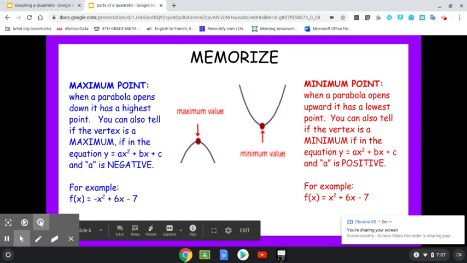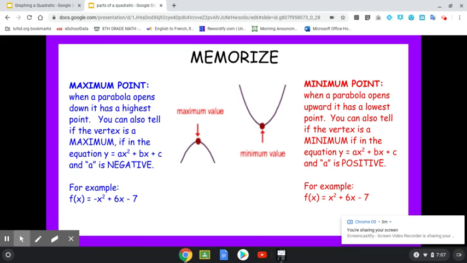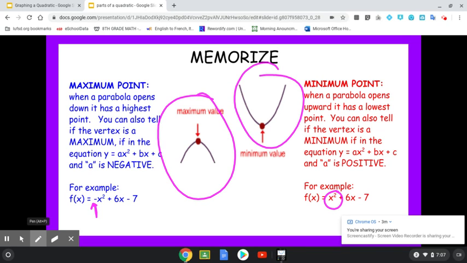All right, next thing we want to memorize: sometimes you don't need to look at a graph to see if something has a maximum or minimum point. You can actually look at the equation. If there's a negative in front of your x squared, remember that flips our equation. That would make us have a maximum point because the graph is opening downward. And the same goes for the opposite way. If your x squared has a positive number in front, it has a minimum value because it's opening upward, like our normal parabola. So this is something you should be aware of.